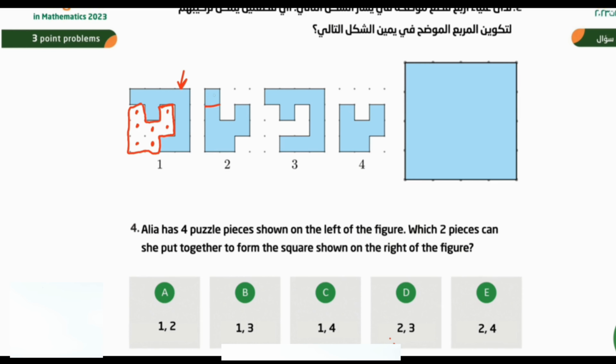Here we have an extra square, so this one is not what we are looking for, and this one also is not what we are looking for. Now this one, we have 2 here, and then 2 here, and then here we have 3. So this is the piece that we are looking for. So we are going to look at the answers and select the correct one. So here we have 1 and 4. So C is the correct answer.